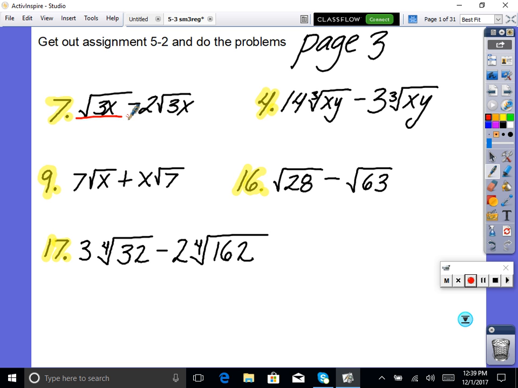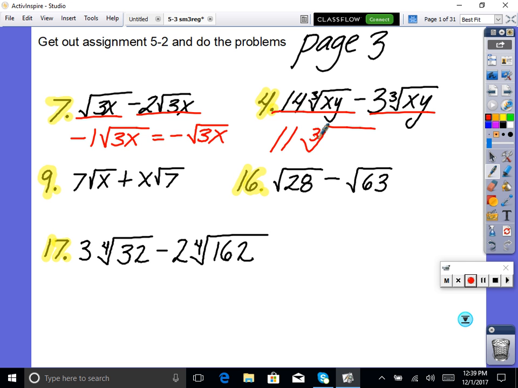1 root 3x minus 2 root 3x is how many root 3x's? Negative 1 root 3x's. We could just write that as negative root 3x, right? Okay, let's look at this. Can I add these? 14 cube roots of xy minus 3 cube roots of xy is how many cube roots of xy? 11 cube roots of xy.